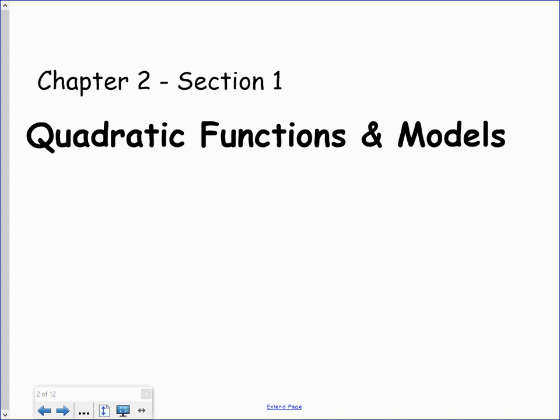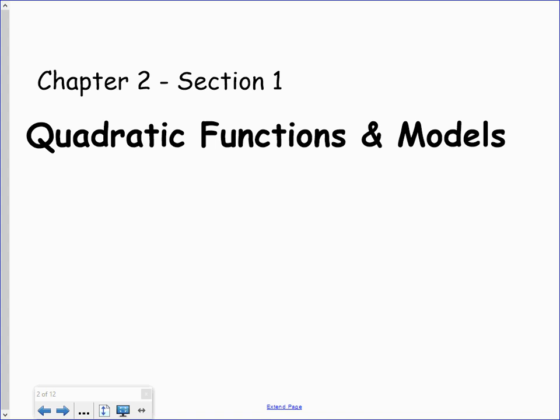So we're going to take a look in Chapter 2. Chapter 2 is really like a combination of two Algebra 2 chapters. It's the combination of polynomials and rational functions. So quadratics are a subset of polynomials, so that's where we're going to start.